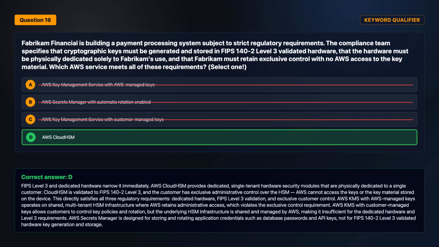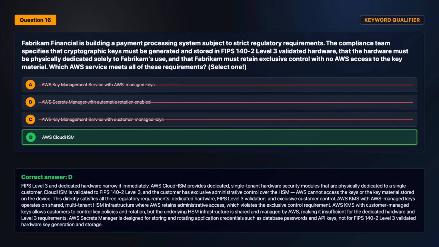The correct answer is option D. FIPS Level 3 and dedicated hardware narrow it immediately. AWS CloudHSM provides dedicated, single-tenant hardware security modules that are physically dedicated to a single customer. CloudHSM is validated to FIPS 140-2 Level 3, and the customer has exclusive administrative control over the HSM. AWS cannot access the keys or the key materials stored on the device. This directly satisfies all three regulatory requirements: dedicated hardware, FIPS Level 3 validation, and exclusive customer control.